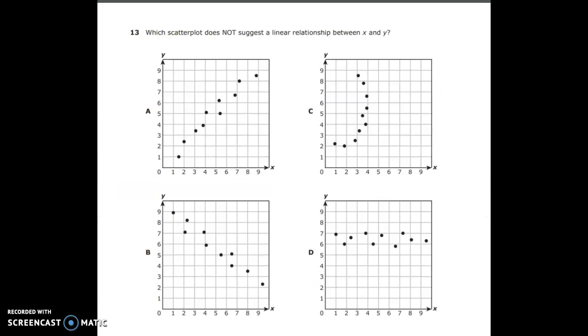Number 13. Which scatter plot does not suggest a linear relationship between x and y?